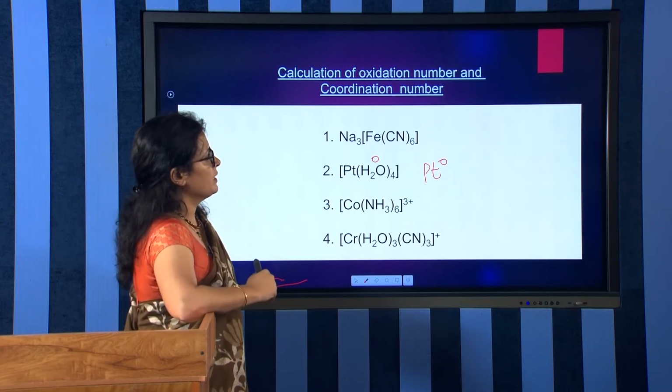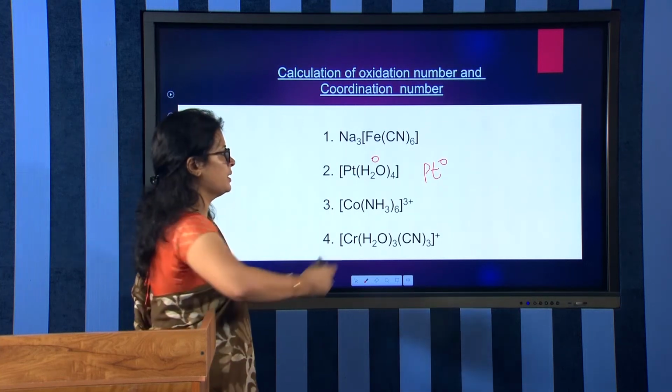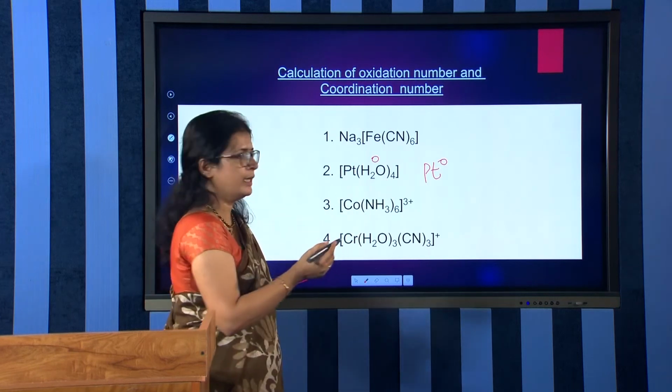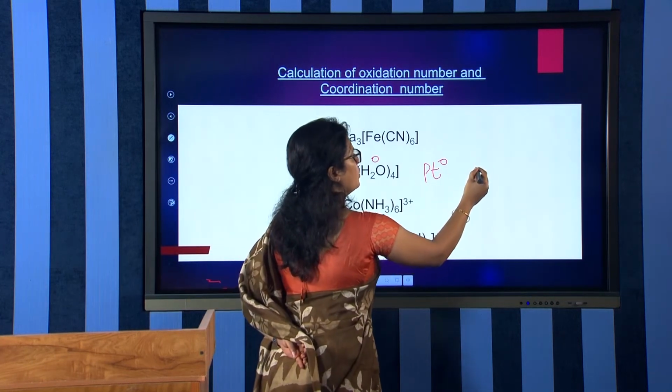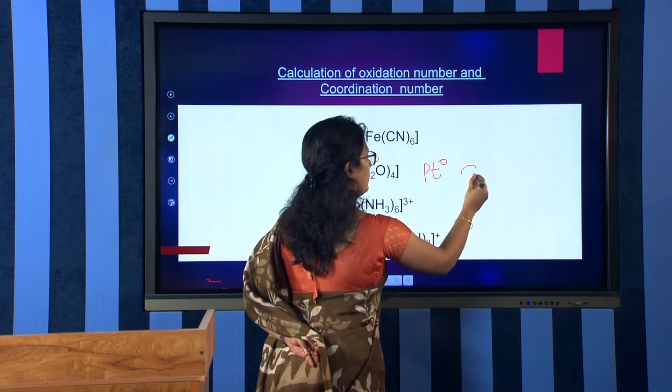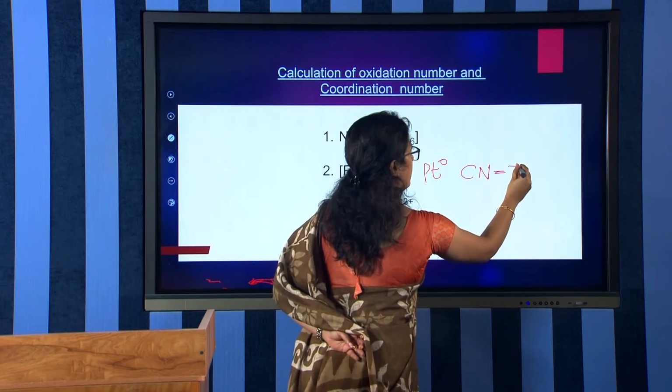And now what is the coordination number? Coordination number is 4 because H2O is a unidentate ligand, 4 ligands are there. So the coordination number here is 4.